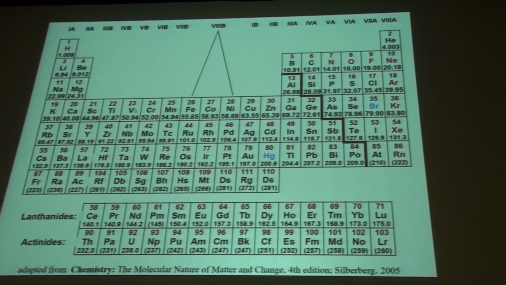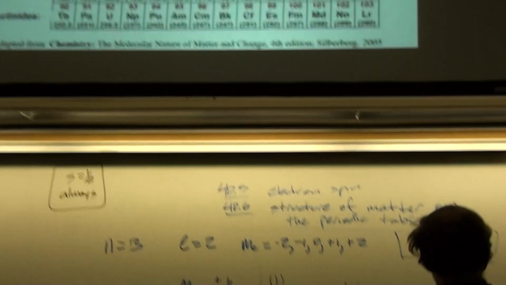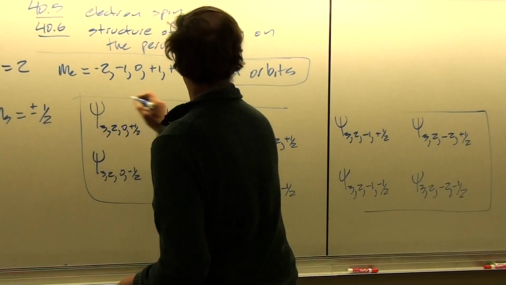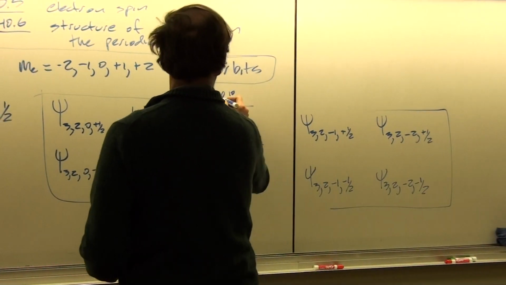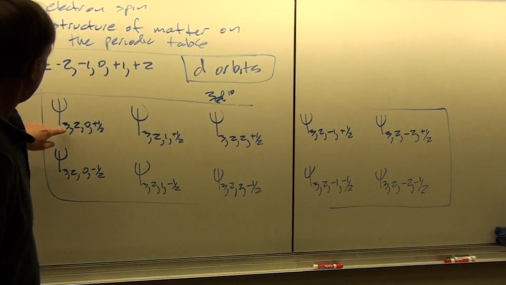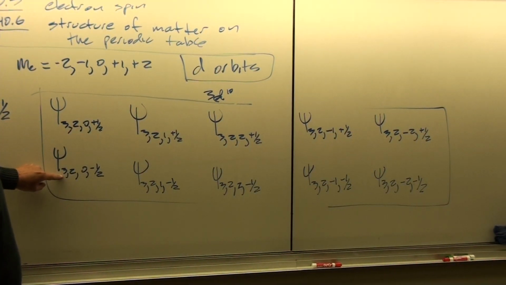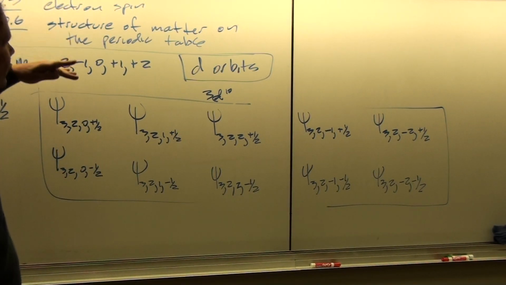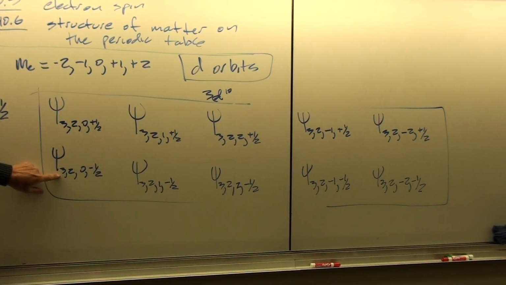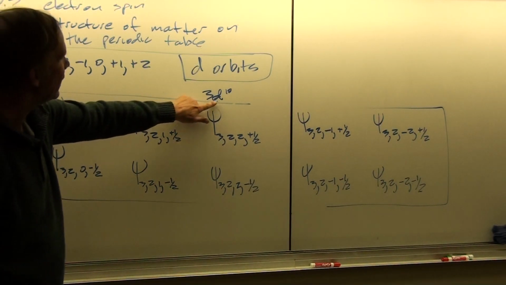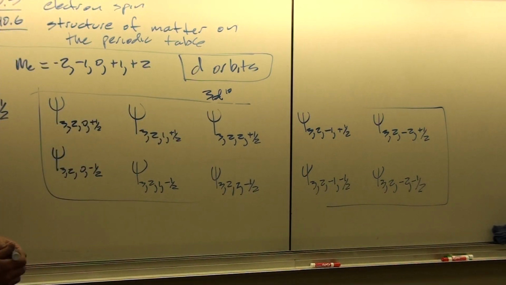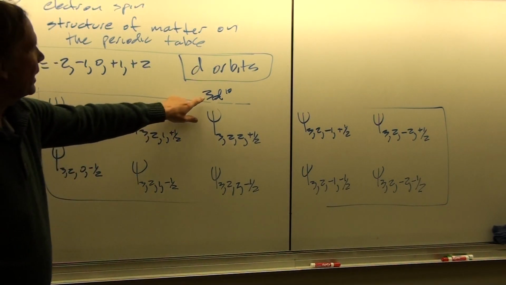There's 10 of these: 3, 4, 5, 6, 7, 8, 9, 10. And so a completed 3d orbit would be what we could call here 3d10. Okay, because this is in the n equals 3, even though it's in the 4th row. So we want to be careful with that. The rows don't always correspond to the n values. When we start getting to d orbits, they get shifted down one. So they're actually in the 4th row, but they're still part of the n equals 3 possibilities.